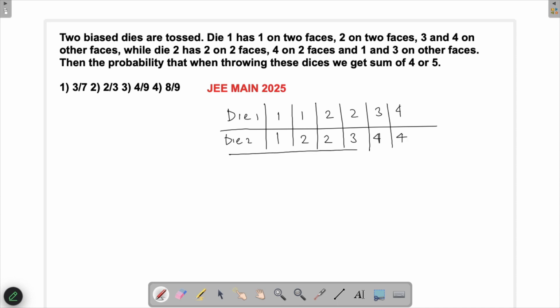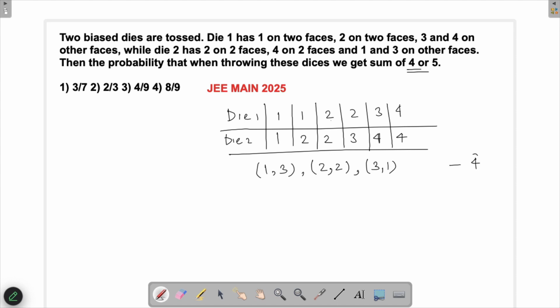Now, after looking at this, we want the probability of throwing the dice so that we get a sum of four or five. So how do we get a sum of four or five? We have to be careful. Let's talk about the situation when we get four. When I get 1 on the first die, then on the second die I should get a 3. So 1 and 3 is possible. Then if I get a 2, on the second die also I should get a 2. So 2 and 2 is also possible. Now if I get a 3, then I should get a 1 on the second die. So this is also possible. These are the situations for four.